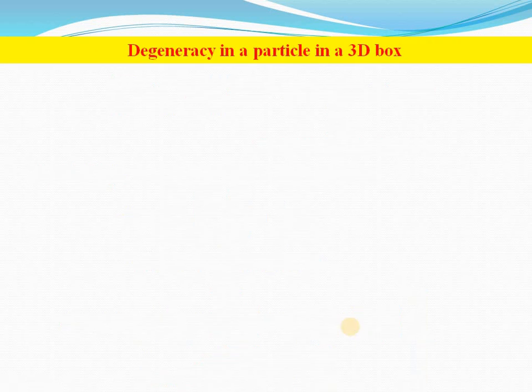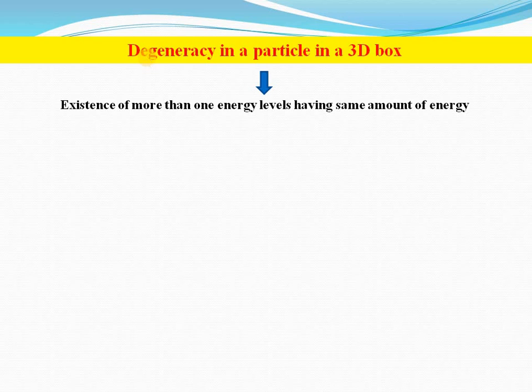Now I will talk about degeneracy in a particle in a three-dimensional box. It is very important to know what degeneracy is. Basically, degeneracy is the existence or occurrence of more than one energy level having the same amount of energy. So if more than one energy level has the same amount of energy, then the phenomenon is called degeneracy. Now we will see how in a particle in a three-dimensional box this degeneracy occurs.